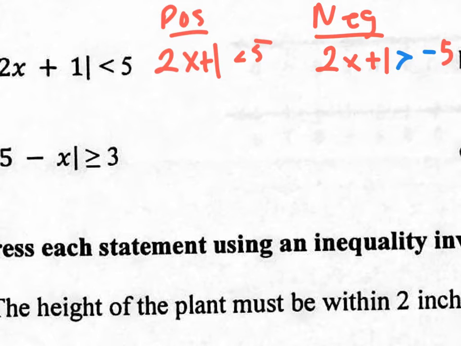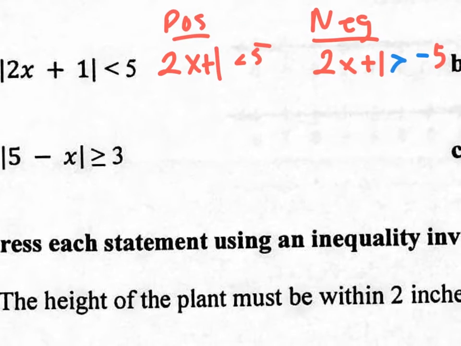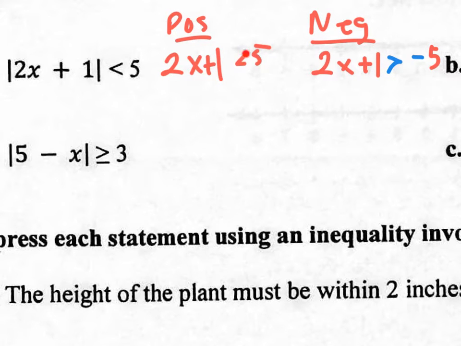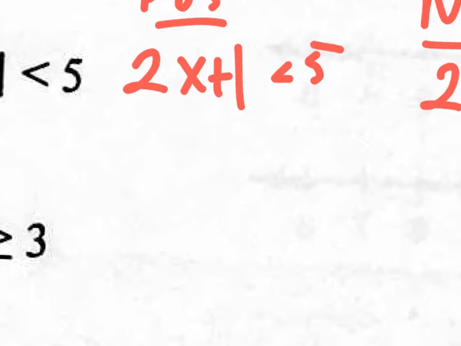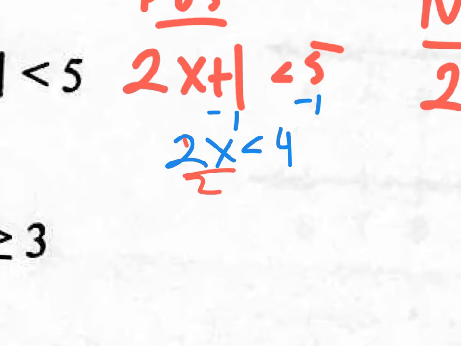And the negative situation is writing it exactly the way it is, but flipping the inequality symbol. That's why it's greater than now instead of a less than. And also changing the sign of the right-hand side of your inequality. So you solve both of them. Let me zoom in and solve the positive situation first. We're going to subtract 1. It's going to be 2x is less than 4. And we're going to divide by 2 and divide by 2. We will have x is less than 2.